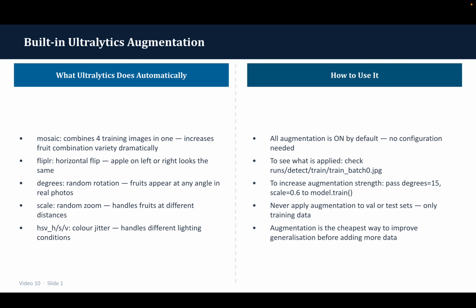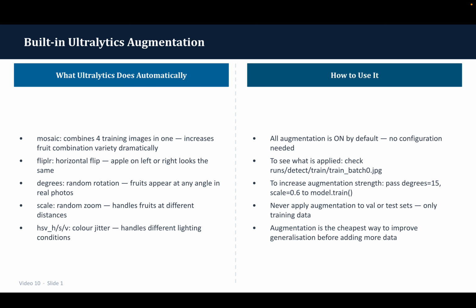The most impactful one for foot detection, Mosaic, combines 4 training images into one, which dramatically increases the variety of foot combinations the model sees. Things like color jitter change brightness, contrast, and saturation, which helps the model generalize across different lighting conditions. These are on by default. You do not need to configure them.